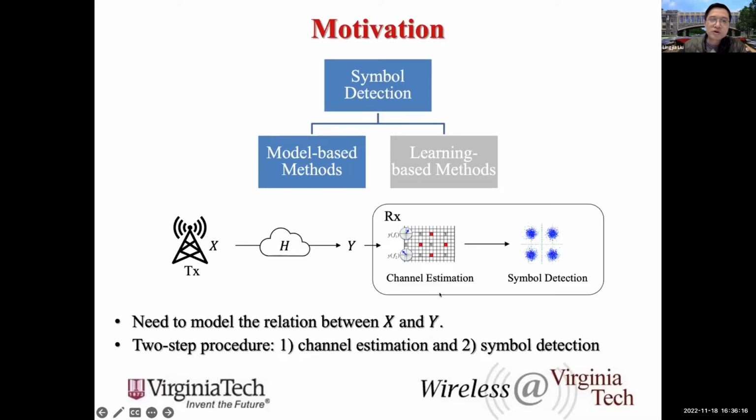The model-based approach is that you usually model the relationship between X and Y, so you have Y equals some function of X. These are the resource grid for OFDM systems. These are the pilots, these are the data. So what do you do at that time? From the received pilots, you estimate the channel. Then you look at the data symbols, and using the estimated channel and the received signal, you detect what the transmitted symbol is. So this is a two-step approach for model-based strategies.